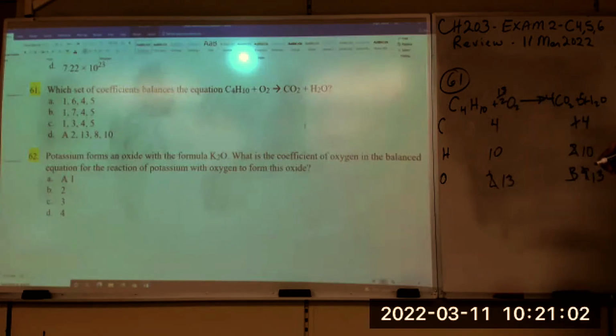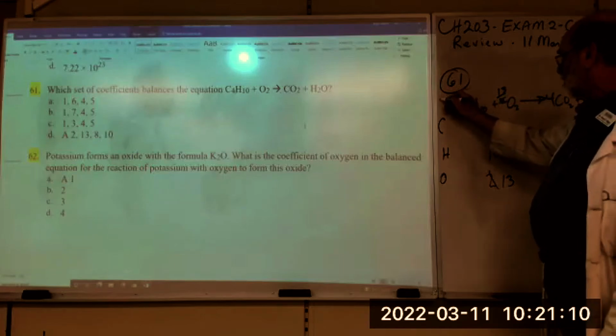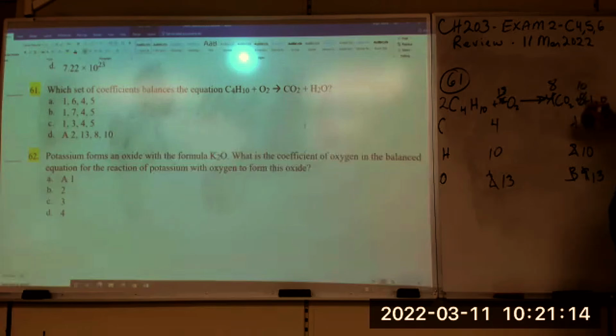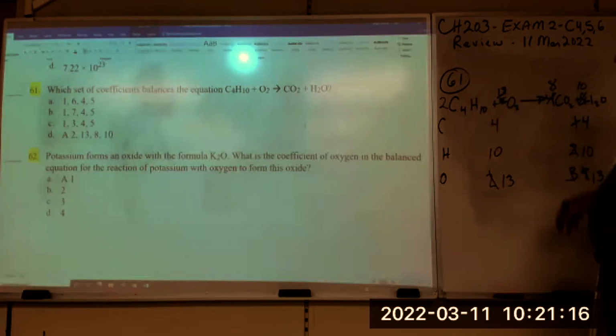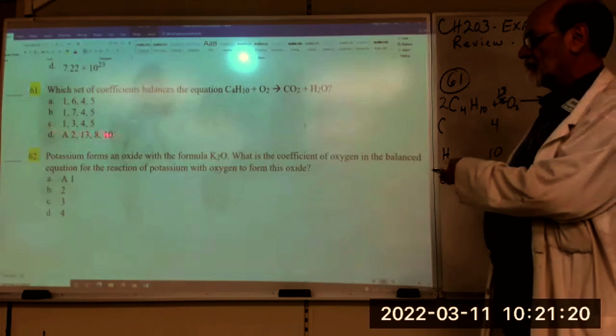Okay. Now we need 13 oxygens on this side. There we go. Now we need to get rid of that fraction. So if we multiply the whole thing through by 2, that'll get rid of this here. That'll put a 2 there, 8 here, and a 10 there. So it's 2, 13, 8, and 10. 2, 13, 8, 10. Okay?